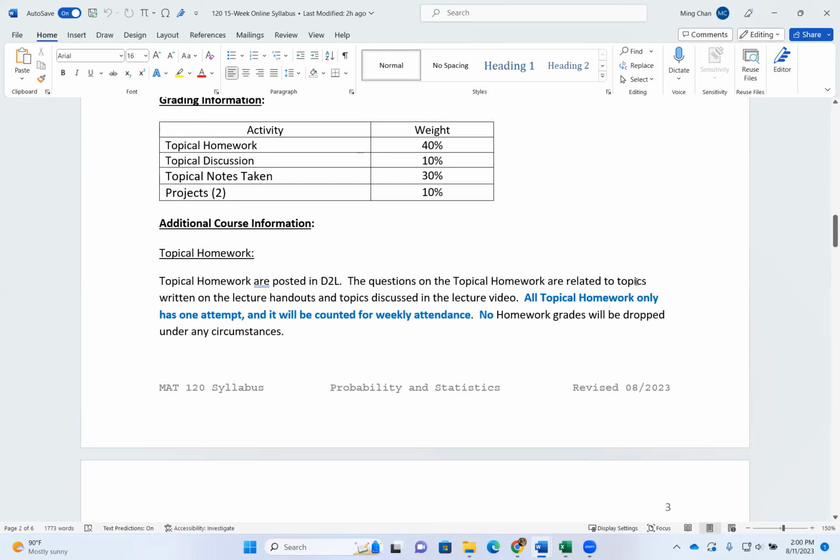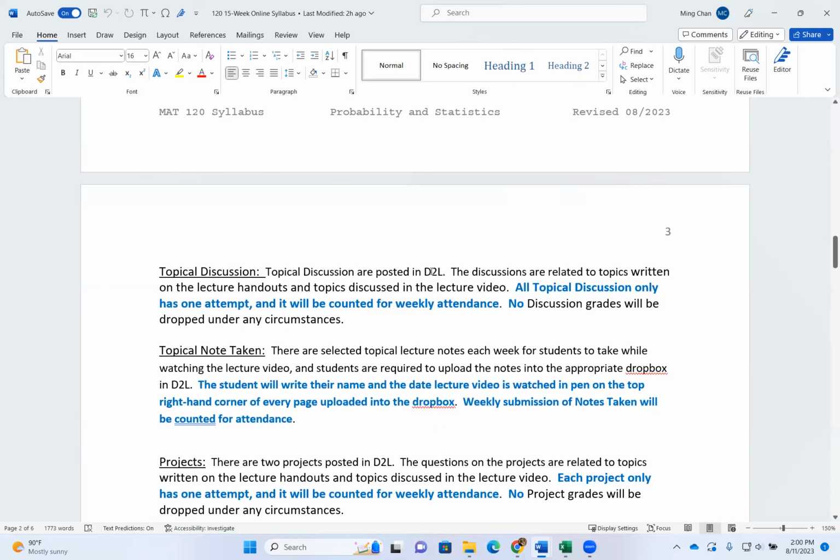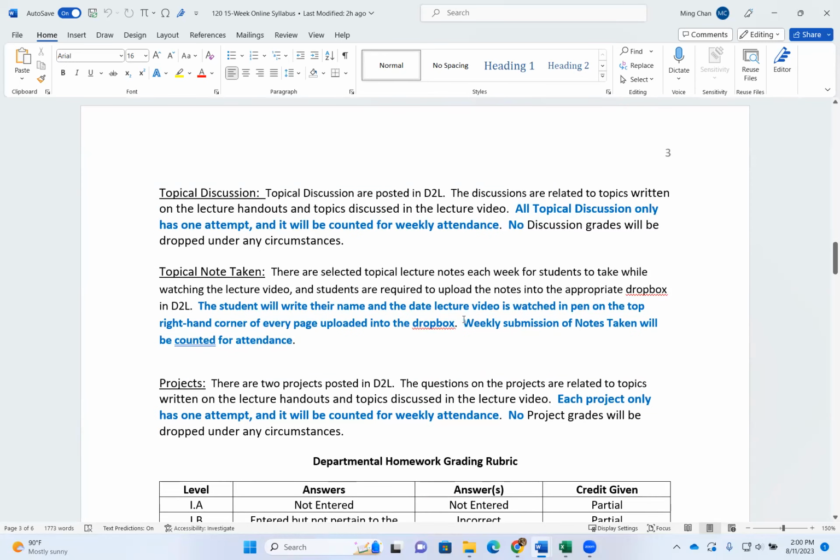The questions on the homework are related to the topics written on the lecture handout and discussed in the lecture video. Please do not Google the question I'm asking you, because that is not going to be the same answer as what's written on the lecture handout. For all the homework, you only get 1 attempt and it will be counted for your weekly attendance, and we do not drop any homework grade. Discussion: there are several discussions already posted in D2L. Discussions are related to the topic written on the lecture handout or discussed in the lecture videos. All the discussions only get 1 attempt and will be counted for your weekly attendance. And this is one thing that students cannot make up for.